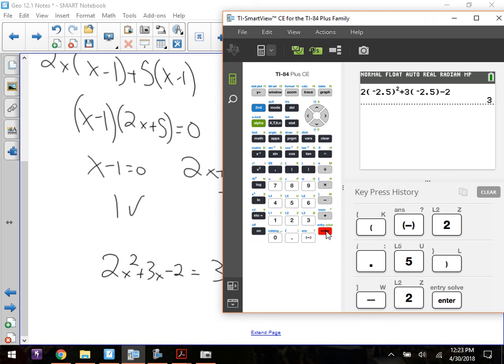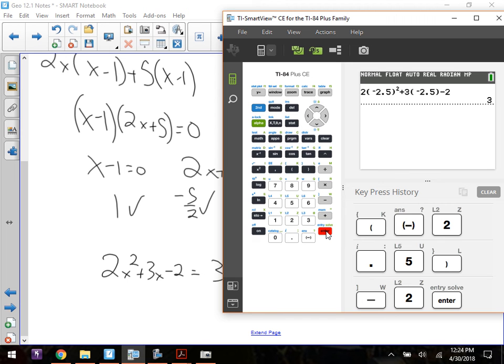With these factoring ones, you will see sometimes only one of them works, sometimes both of them work. You always have to check it. So they both work. So in this case, this problem has 2 answers: 1 or negative 5 halves. I just want to make sure you guys saw that as well.